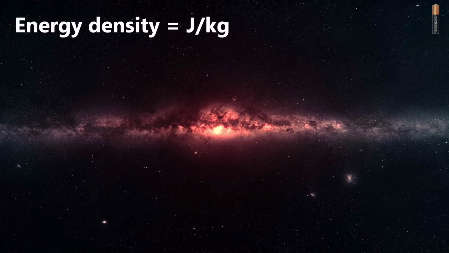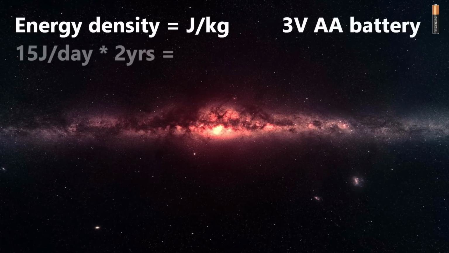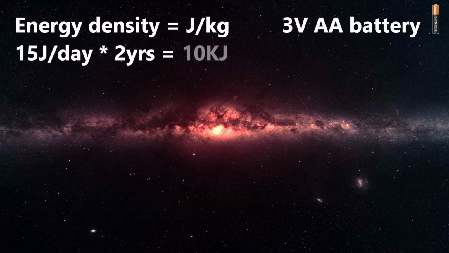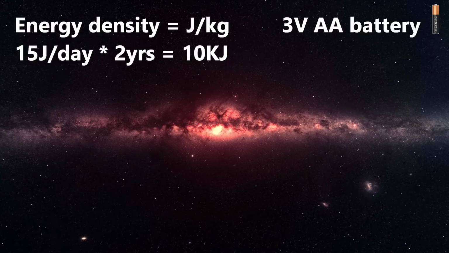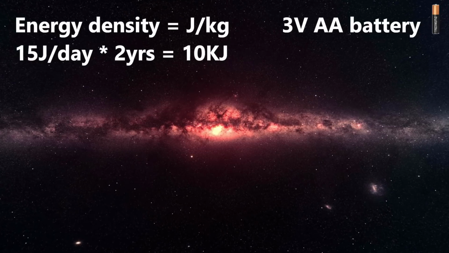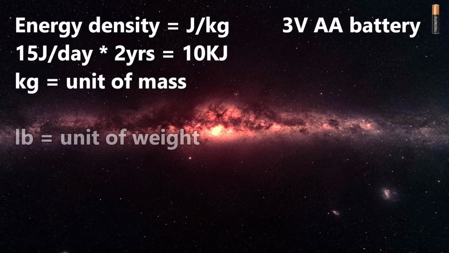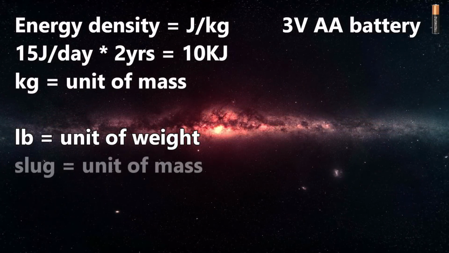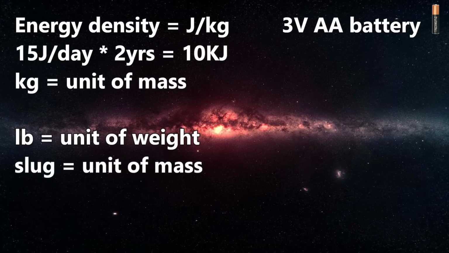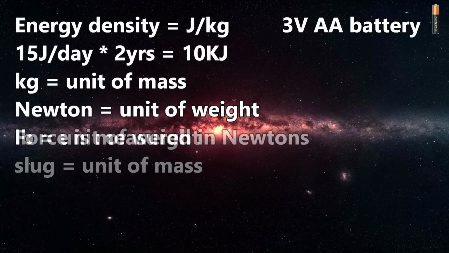Here's a AA battery. It can produce about 15 joules per day for about 2 years, for a total of 10 kilojoules. Let's refresh our memory on what a joule is by reviewing some units important to space science. Kilogram is a unit of mass, whereas pound is a measure of weight. The imperial equivalent to a kilogram is called a slug. The metric equivalent to a pound is Newton, which is the best measure of force.